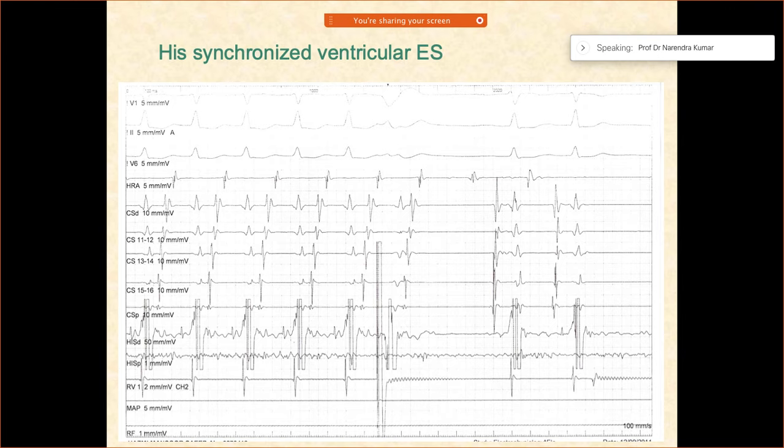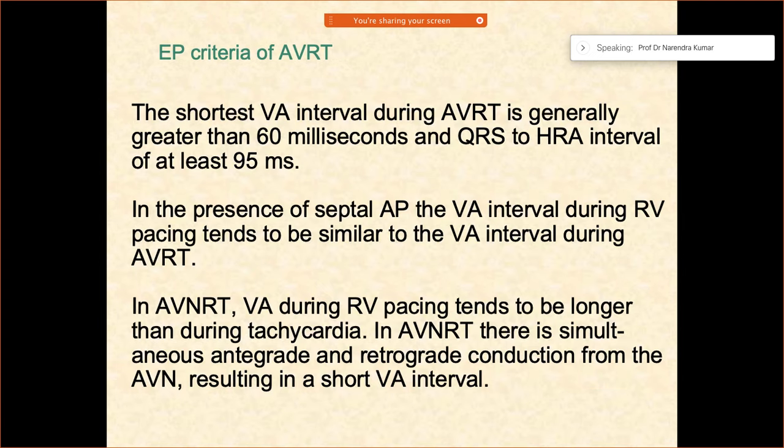One of the other important concepts which we all should be able to understand is His-synchronized PVCs. So let's try to understand the EP criteria for these AVRTs. The shortest VA interval during the AVRT is more than 60 milliseconds and the QRS to HRA interval is at least 95 milliseconds. In the presence of septal accessory pathways, the VA interval during RV pacing tends to be similar to the VA interval during the AVRTs. However, if there is an AVRT when you are pacing from the RV, we are aware there is simultaneous anterograde and also retrograde conduction from the AV node, and that is the reason why there is a short VA interval.